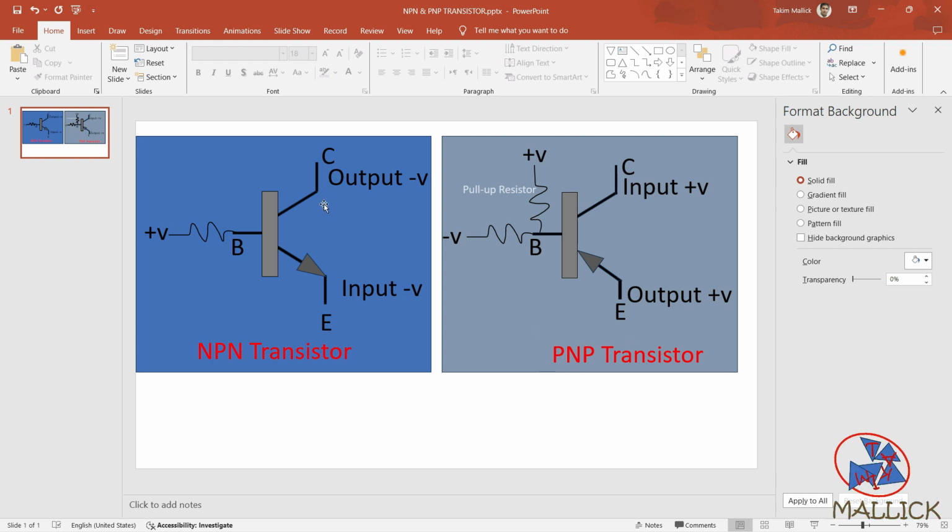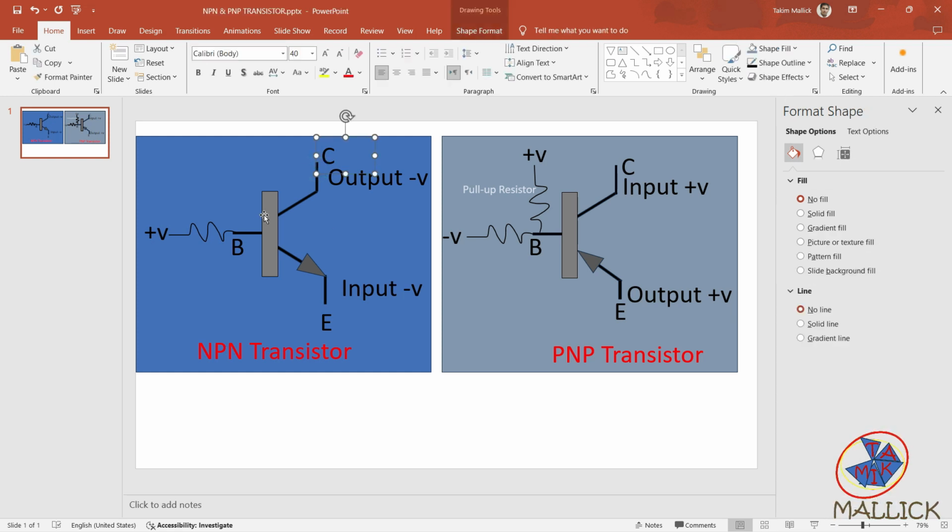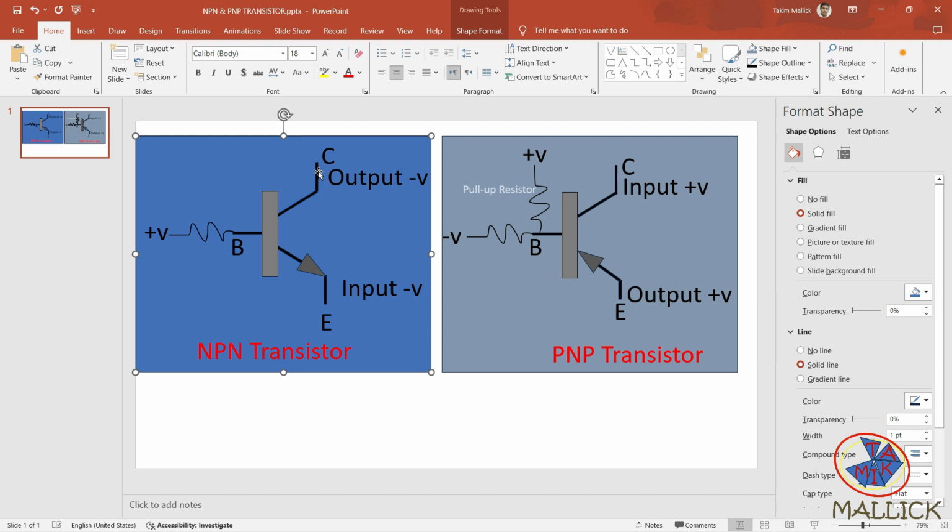Be careful. NPN: negative, positive, negative. So for NPN, we are giving positive in the base, with positive and negative at the emitter. So NPN. And for PNP: positive, negative, positive. So this is how you can easily recognize the symbol of NPN and PNP transistor.